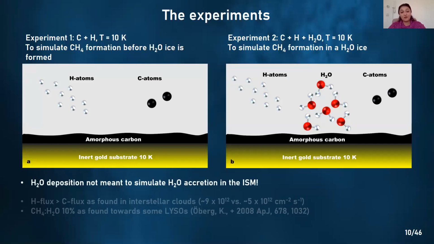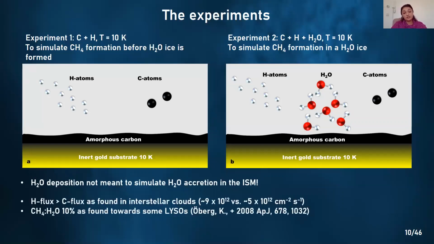In the water experiment, it's important to note that water was deposited rather than being formed, and that's because we just wanted to disentangle the methane formation route. So water deposition is not meant to simulate the accretion of water on interstellar dust grains, but rather used as an experimental tool. The hydrogen flux is an order of magnitude higher than the carbon flux, which is meant to represent the overabundance of hydrogen compared to carbon in interstellar clouds. And a methane to water ratio of 10% was chosen as this value has been measured towards some low mass young stellar objects.